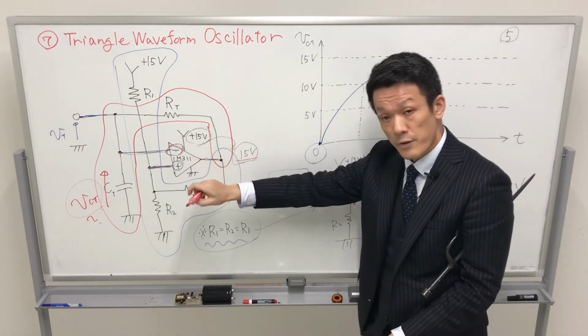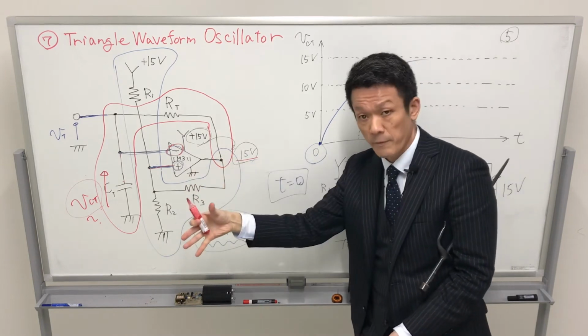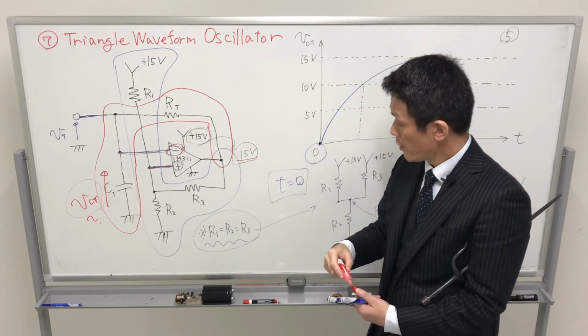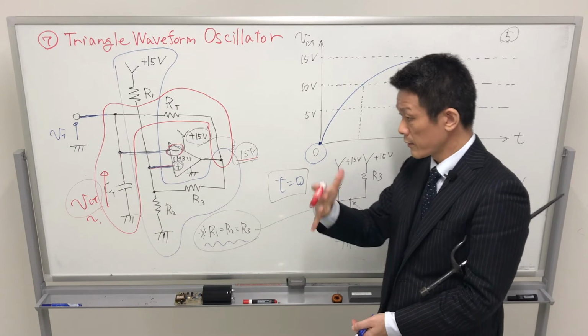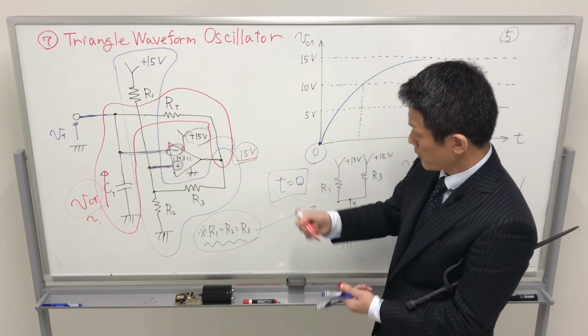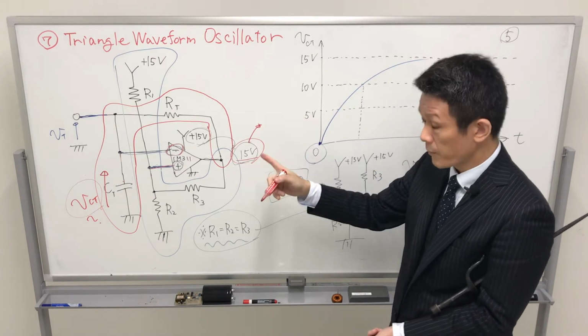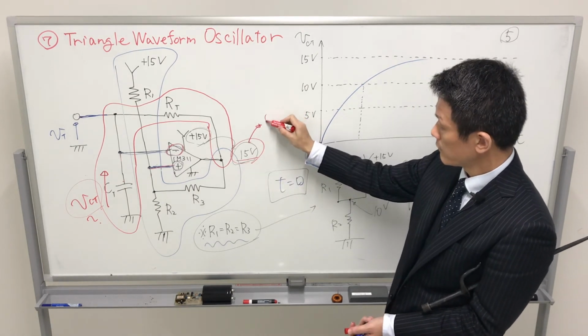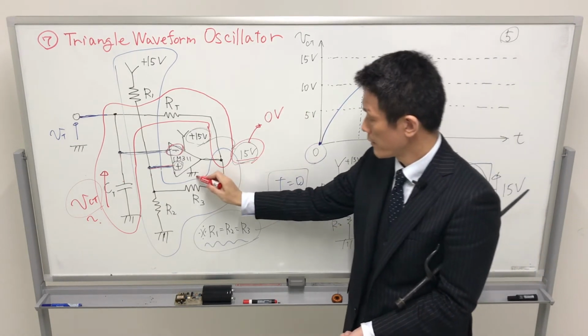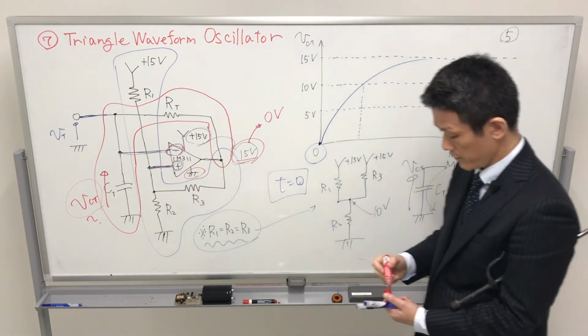The comparator's output voltage changes. Change to another voltage, of course. Zero voltage. This voltage. Okay?